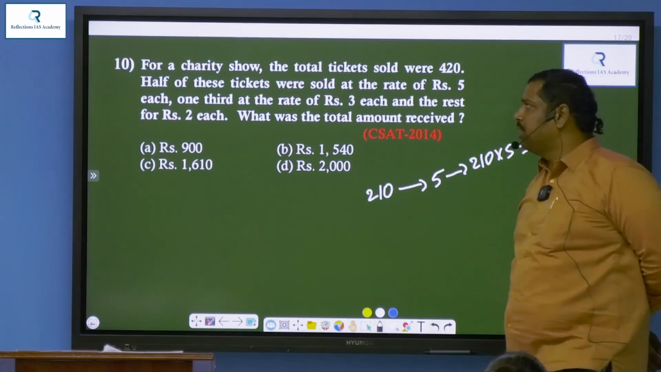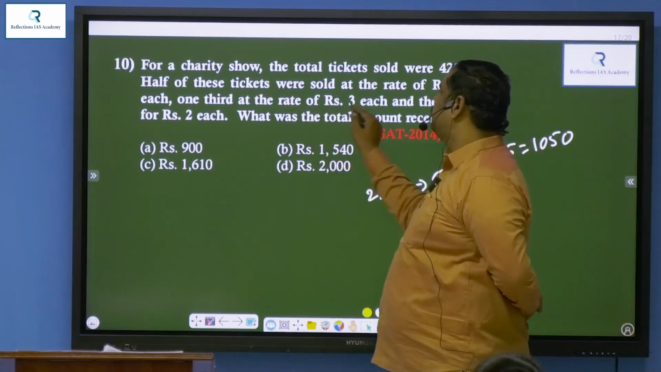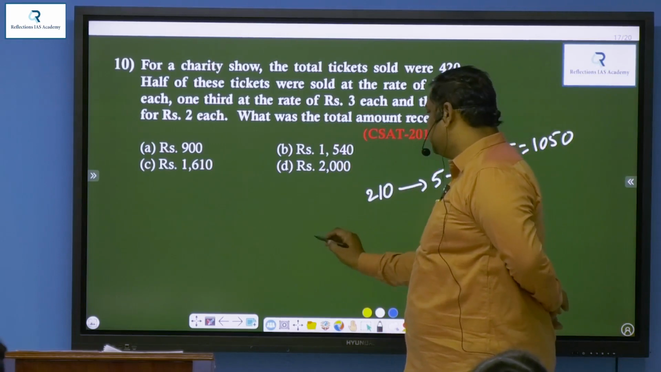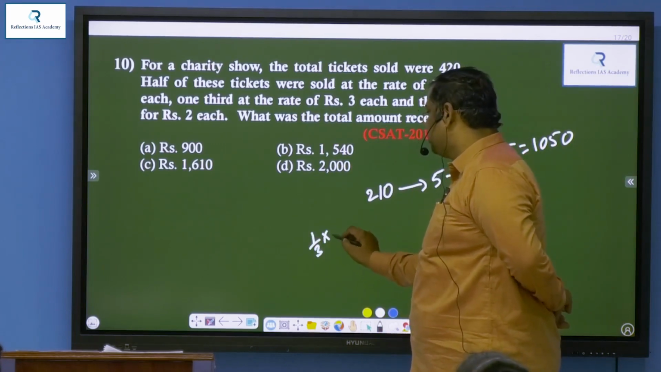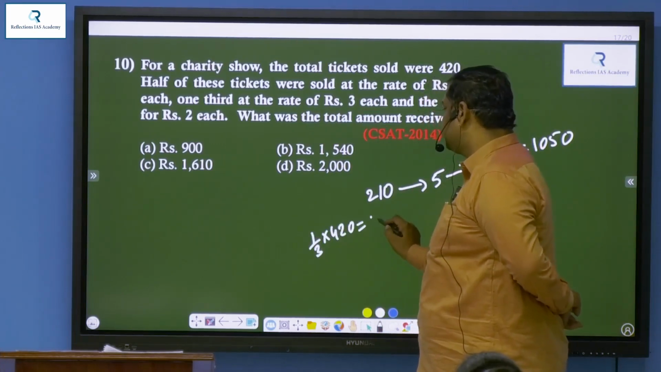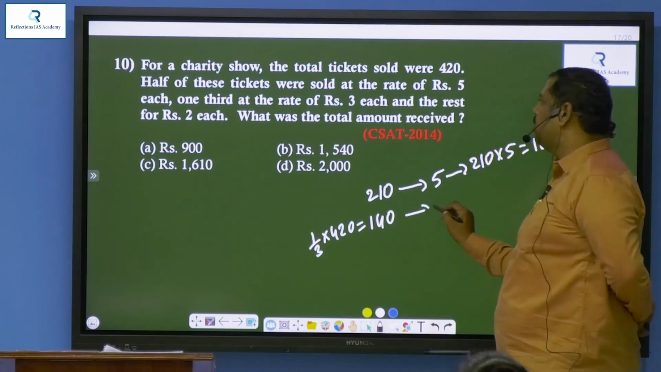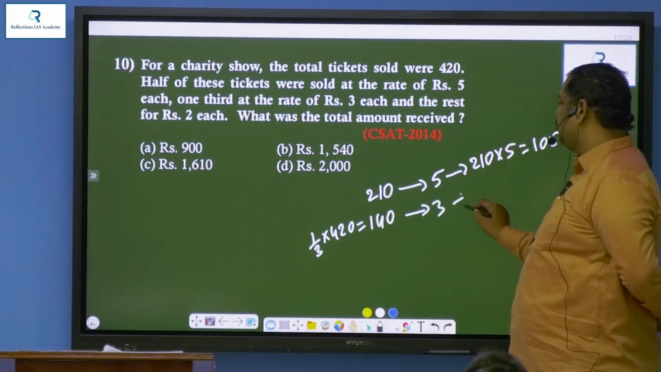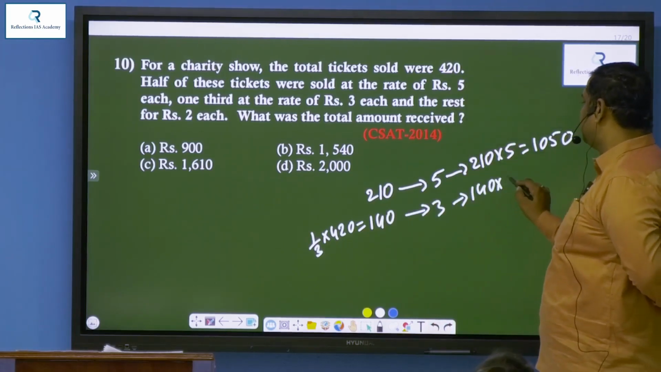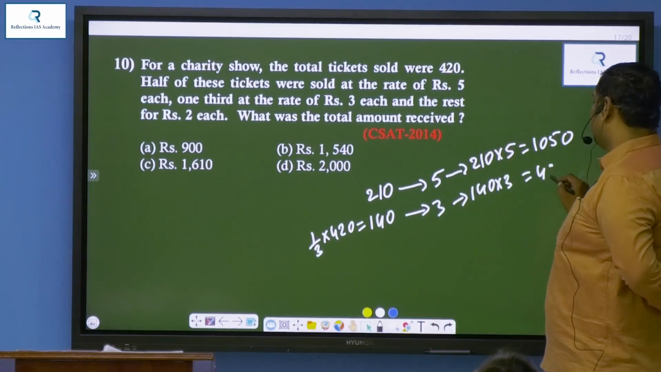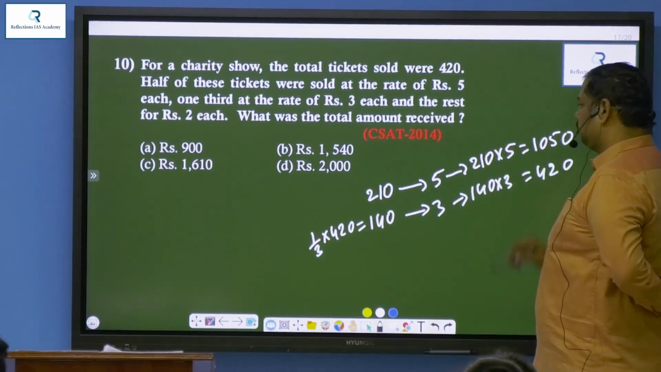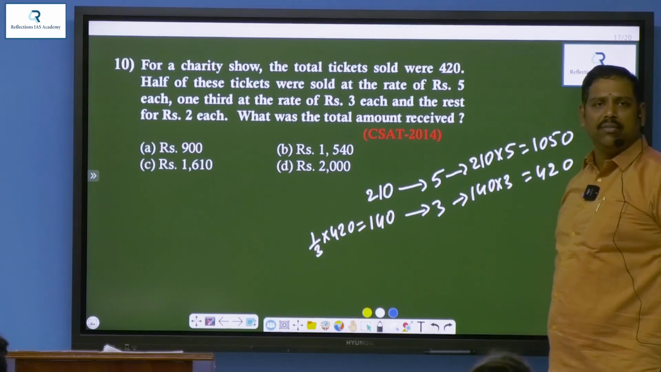Next one. 1/3 at the rate of 3 rupees each. 1/3 means 1/3 of 420. Can I say 140 tickets? Each one sold at 3 rupees. So can I say the revenue is nothing but 140 into 3, that is equal to 420? Right or wrong? The revenue.